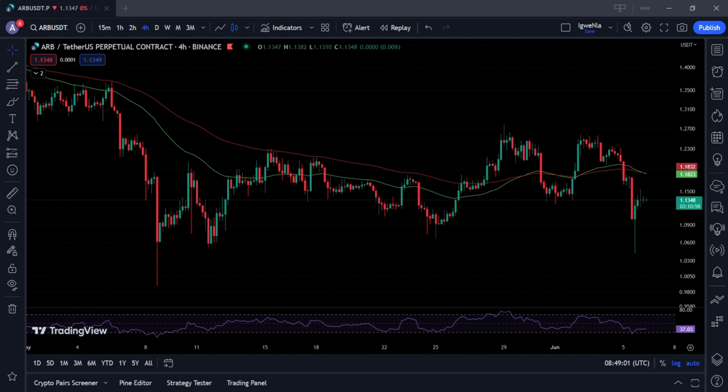This is my Tradingview. This is my own Tradingview platform. I'm logged in already, signed in already, and then I'm going to walk you through step by step.